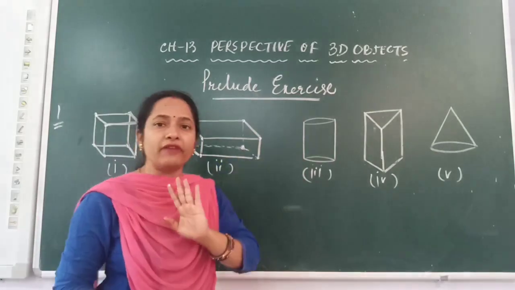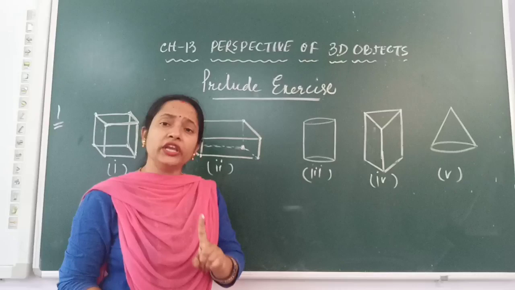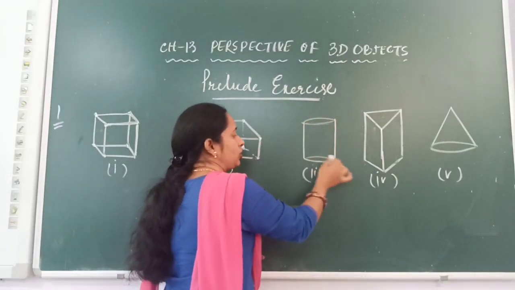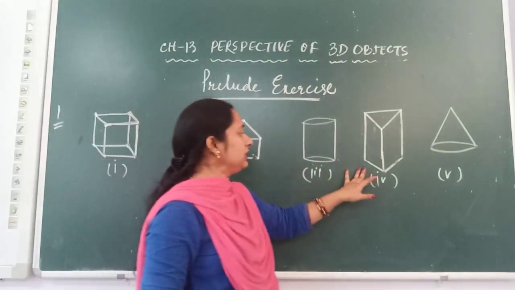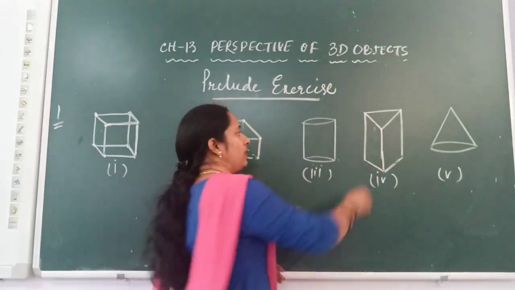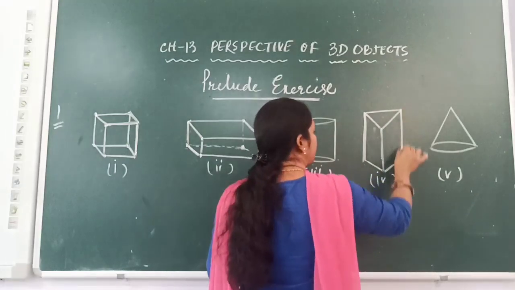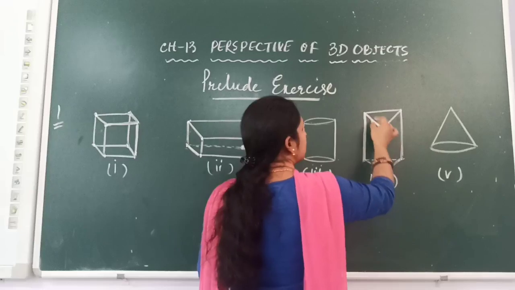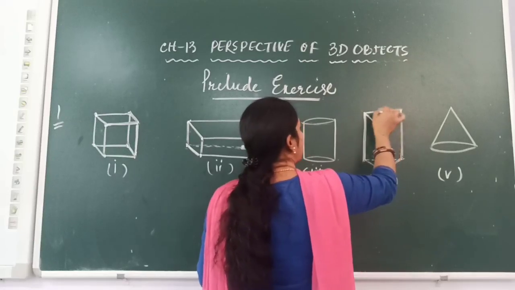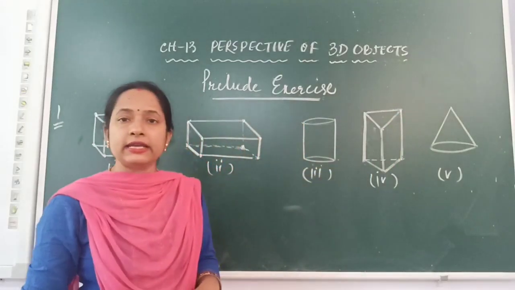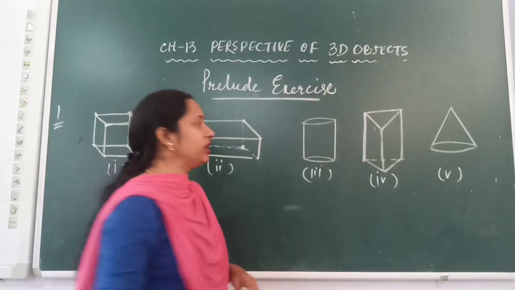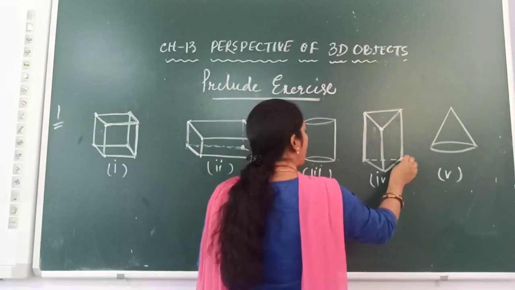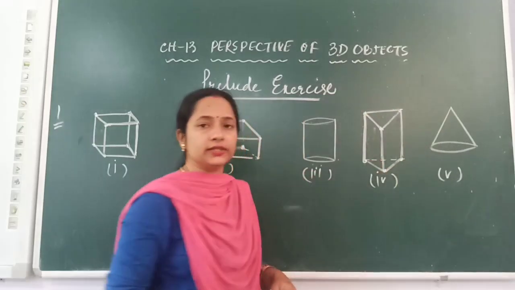Whereas a cylinder will have no vertices, it has only edges. How many edges? 2 edges. One on the top, one on the bottom. In your triangular prism, you will find 1, 2, 3, 4, 5 and a hidden one behind this 6, 7, 8, 9. Total 9 edges you will get. Whereas the vertices or corners are 1, 2, 3, 4, 5 and 6 corners.